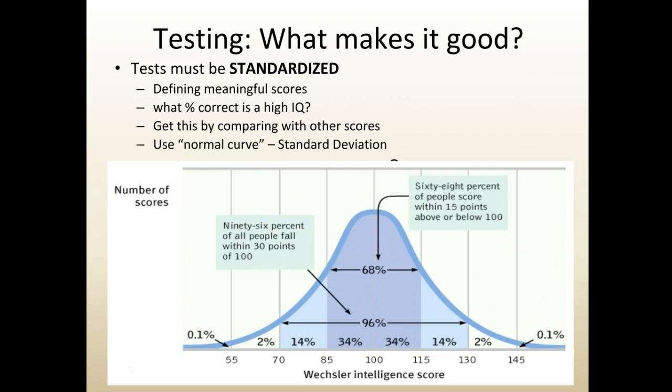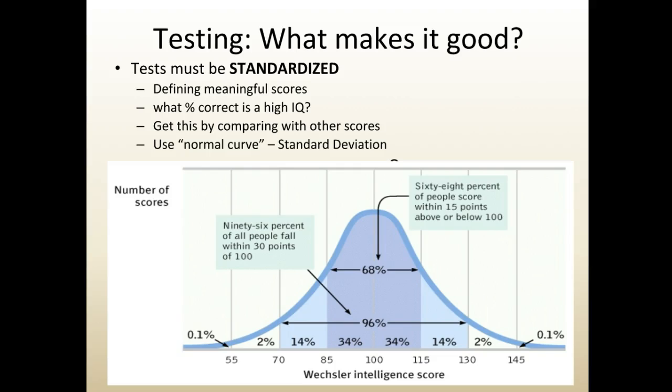So if you're going to give somebody an IQ test, what do you need to make sure it has? Well, there's really three major things that you need to make sure your test has. The first is that it has to be standardized. What exactly does that mean if it's standardized? Well, it has to have meaningful scores.